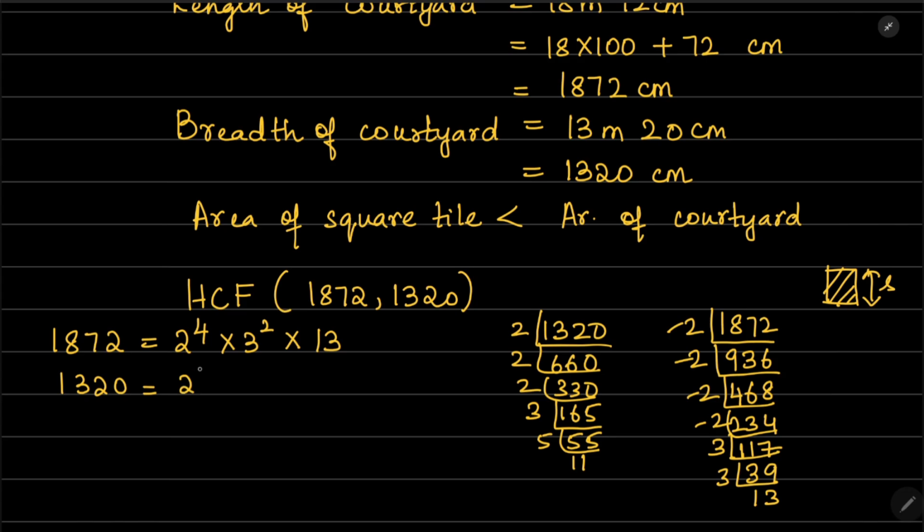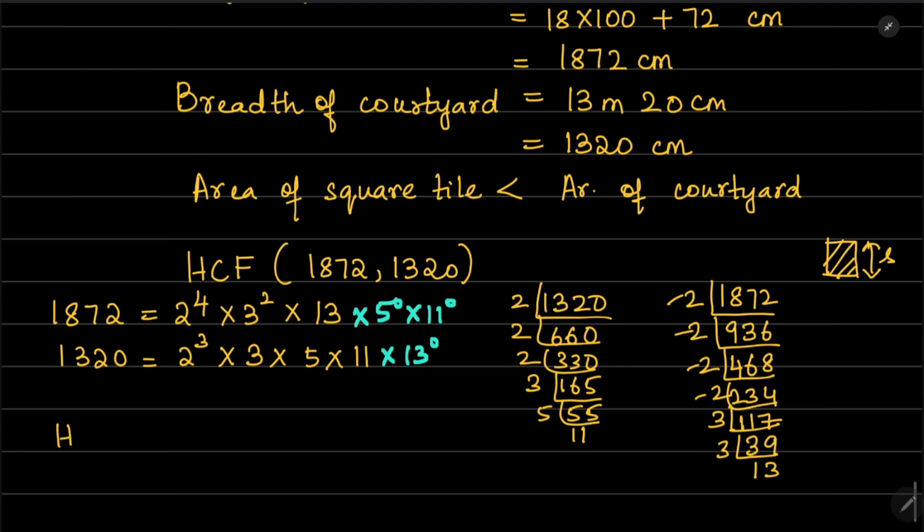1320 you can write as 2 cube multiplied by 3 multiplied by 5 multiplied by 11. So I'm going to add 5 to the power 0, 11 to the power 0, and here I will add 13 to the power 0. And for HCF, you will be taking the lowest power of each of the prime factors.